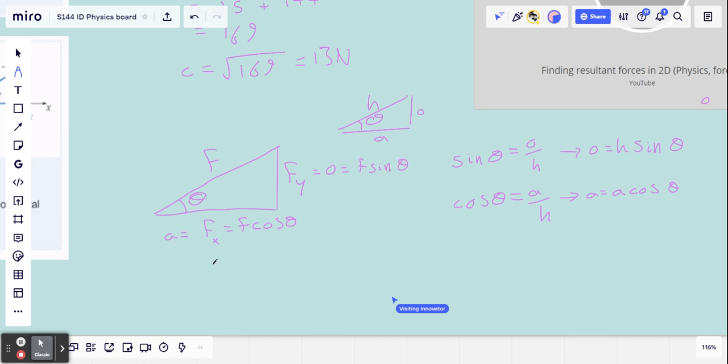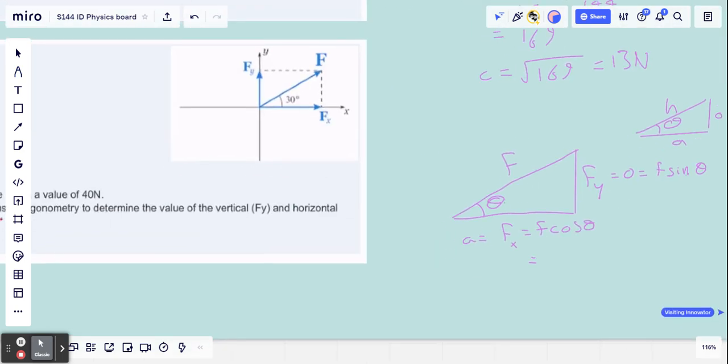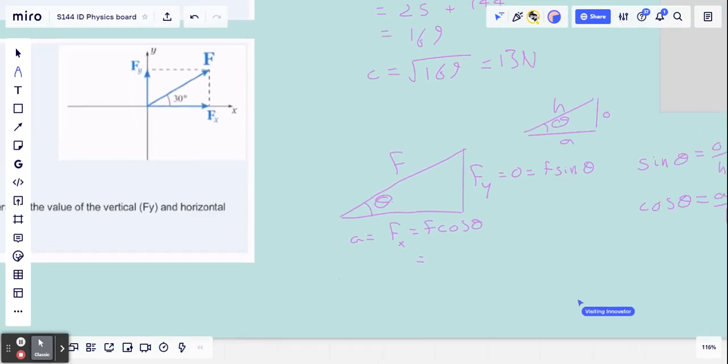In this case, F we know is 60. Was it 60? No, 40. So it's 40 cos 30. And I know that cos 30 and sine 30 are two values you need to memorize if you do GCSE maths. So we'll look at that in a moment. And that's going to be 40 sine 30 degrees.